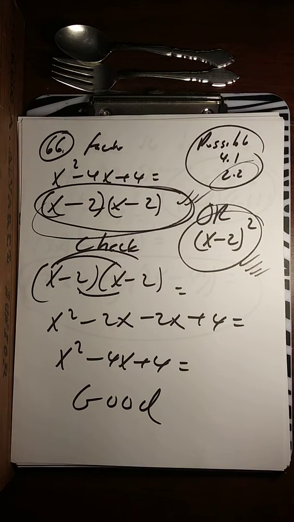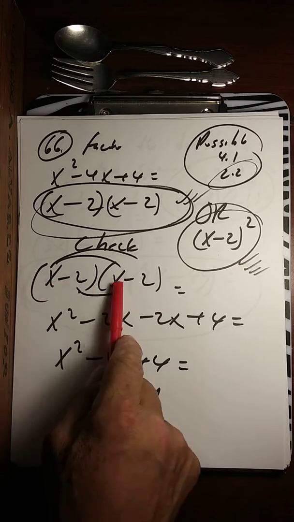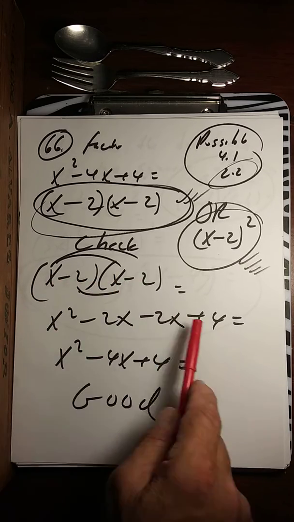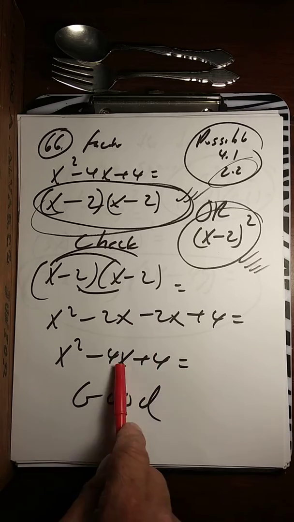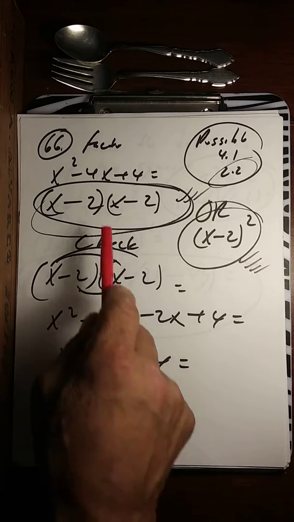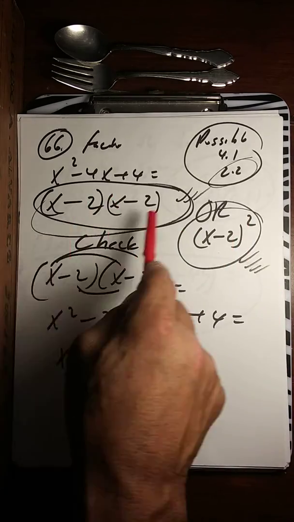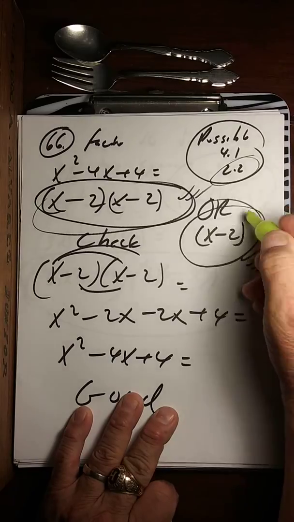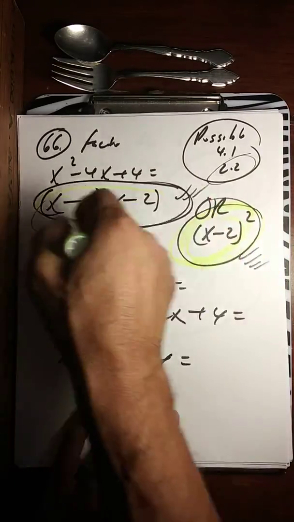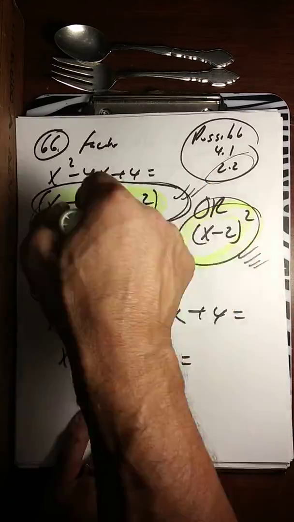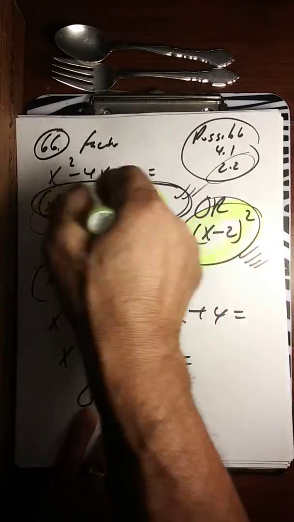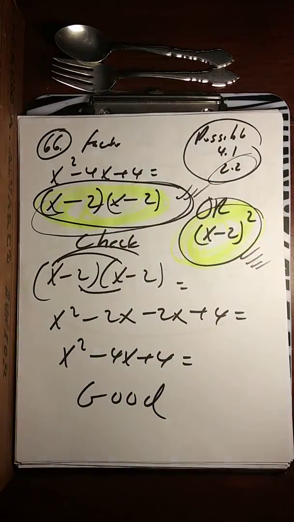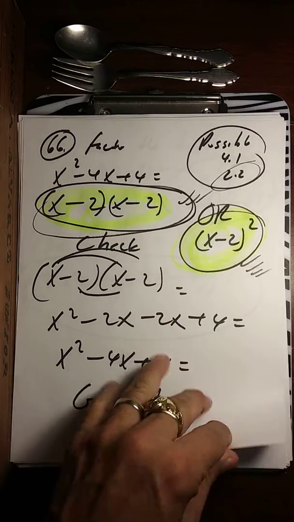So now, check it. So we have x times x, x squared. That times that is minus 2x, and that's 4. X squared minus 4x plus 4. So it's either this answer or that answer right there. They both work. Let me circle that so you can see that. This one works and this one works. They're equivalent. Okay, next one.